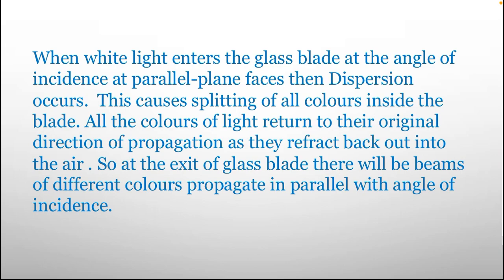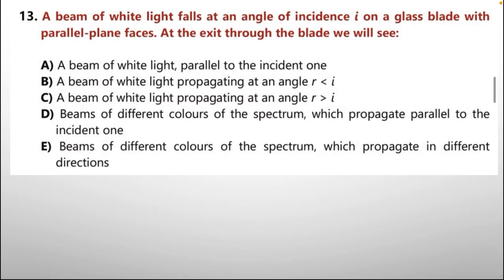Here is some explanation. When white light enters the glass plate at the angle of incidence at parallel plane faces, dispersion occurs. This causes splitting of all colors inside the plate. All the colors of light return to their original direction of propagation as they refract back out into the air. So at the exit of the glass plate, there will be beams of different colors propagating parallel to the angle of incidence. According to that explanation, option number D, beams of different colors of the spectrum which propagate parallel to the incident one, is the correct option.